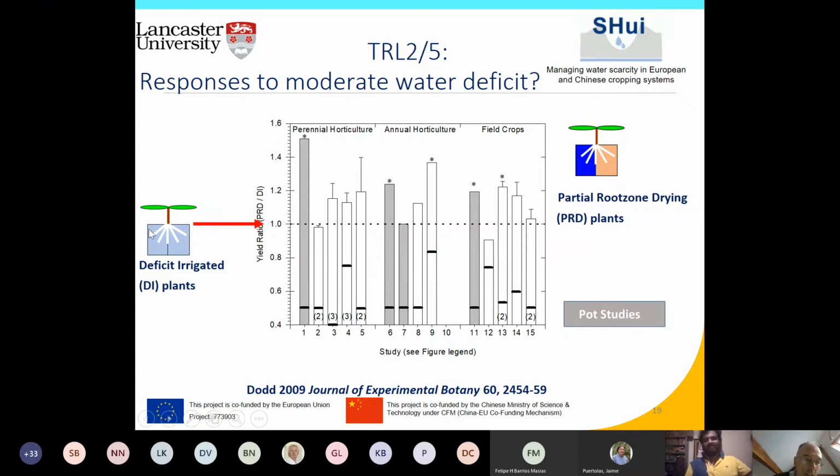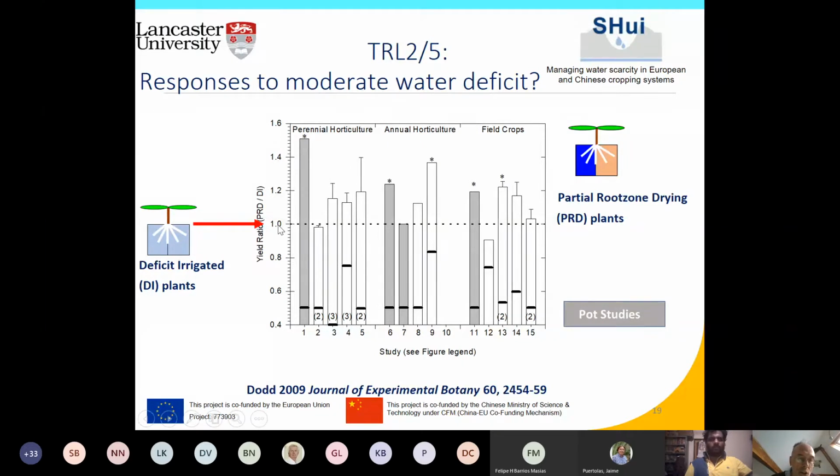Now, in this particular slide, the two groups of plants, those that were exposed to conventional deficit irrigation, and you can see here that most of the soil is partially dry. The deficit irrigated plants and the partial root zone drying plants receive the same irrigation volumes. What I've done within this slide is calculate the yield ratio of the partial root zone drying plants compared to the deficit irrigated plants.